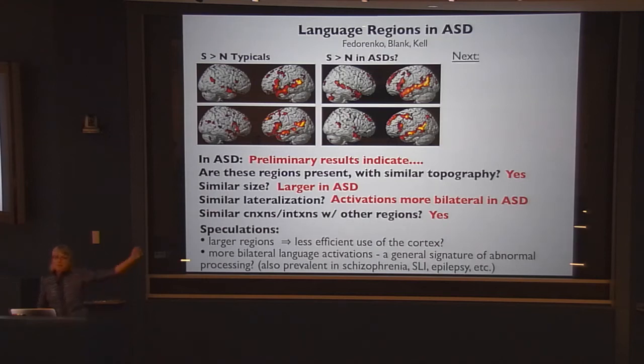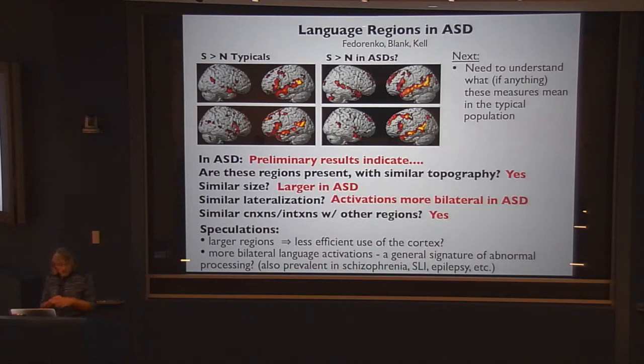Okay. So given that we don't yet know what this means, what do we do with this? Well, I think the next step is to try to figure out what the lateralization means and what the size of activation means. And I think one way to do that is to go back to typical subjects and look for correlations with language abilities and other things between these measures. So we're now engaging in that enterprise.